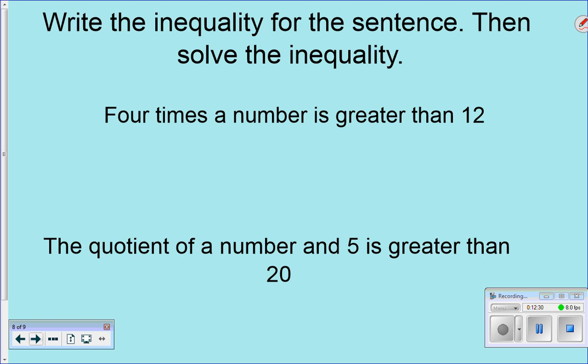So first of all, we always know a number means what? If I have a number, it always means variable. Yep. 4 times a number is greater than. Oh yeah, if you want to write one in your notebook, go ahead. 4 times a number. You can write that a few different ways. You can write 4x, 4 times x. I don't really care.